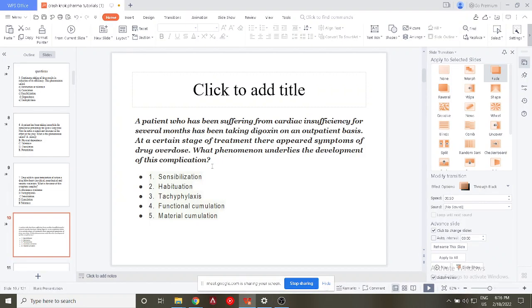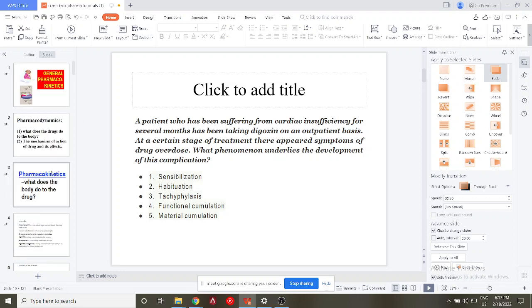Okay, someone read and answer, please. A patient who has been suffering from cardiac insufficiency for several months has been taking digoxin on an outpatient basis. At a certain stage of treatment, there appeared symptoms of drug overdose. What phenomenon underlies the development of this complication? Material accumulation. Between functional and material accumulation, which one do you think the answer is? Material. Okay, so you said material.